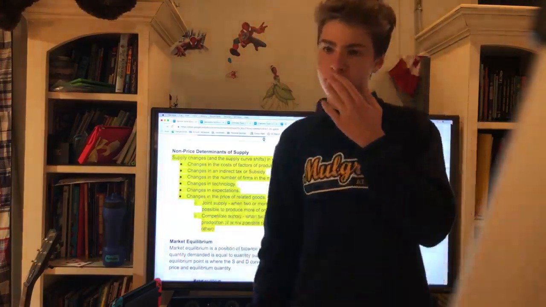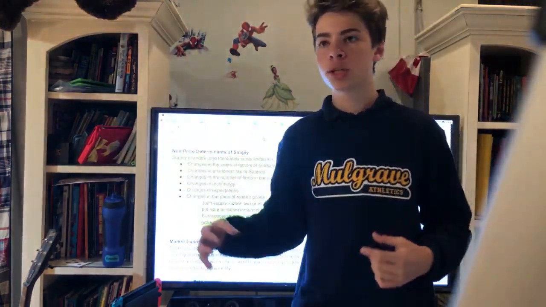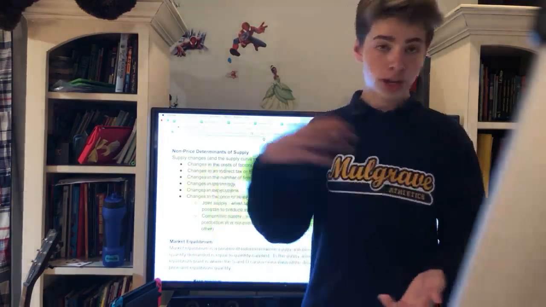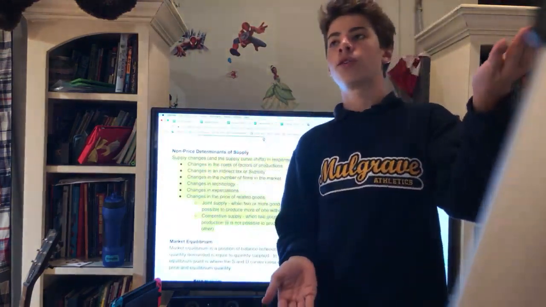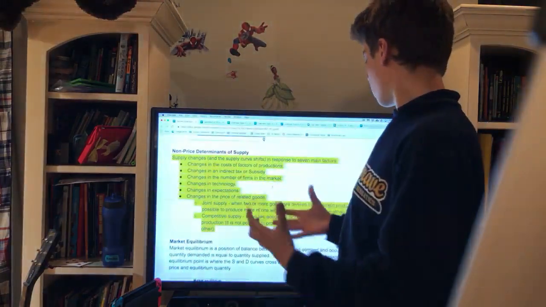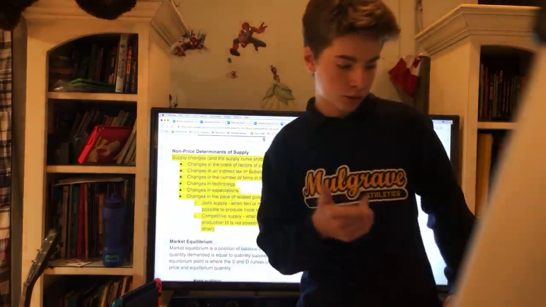Competitive supply is basically, for example, Farmer Joe, if he has an area of 100 square meters to make crops, let's say corn is selling more, there's a higher demand for it compared to another crop like soybeans, he would make more corn, and that would shift the supply curve as well.